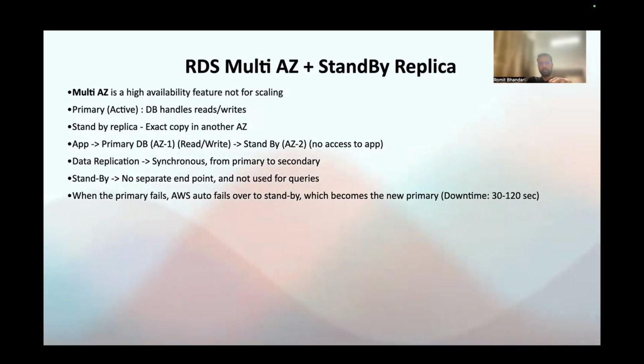The standby would just be available in another availability zone, but the app won't be accessing the standby. The app just accesses the primary. Data replication is synchronous here from primary to secondary. And there is no separate endpoint, and the standby is not used for queries. There is no separate endpoint available for standbys to retrieve the data. Okay, it's a synchronous copy from primary to secondary.